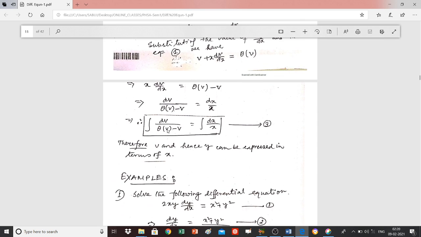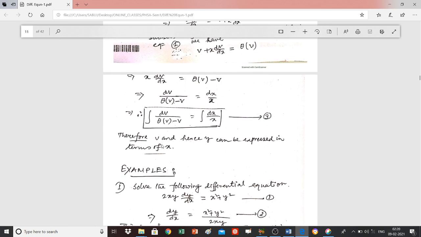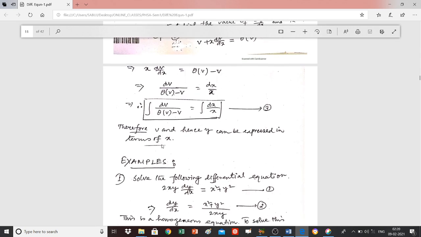Integration dv by theta v minus v, that is equal to dx by x. And after integration you can easily find out the value of v. And once you get the value of v, then substitute the value of v as y by x, then you will get the solution of the given equation. So here are some examples from where the process, the methodology will be very clear.